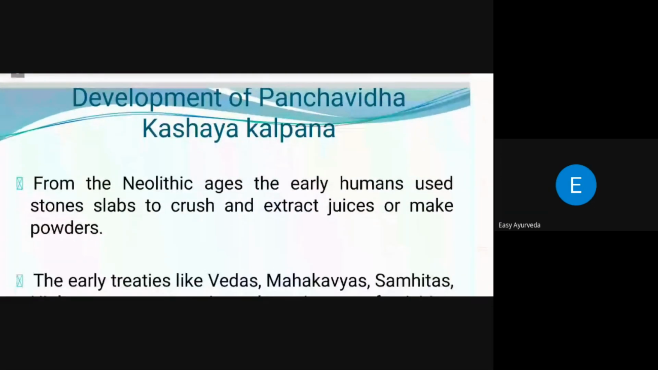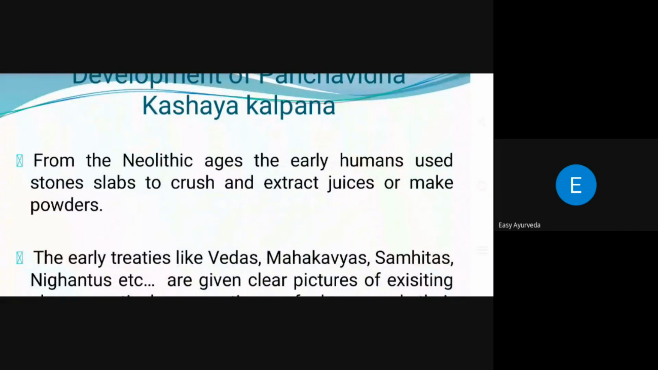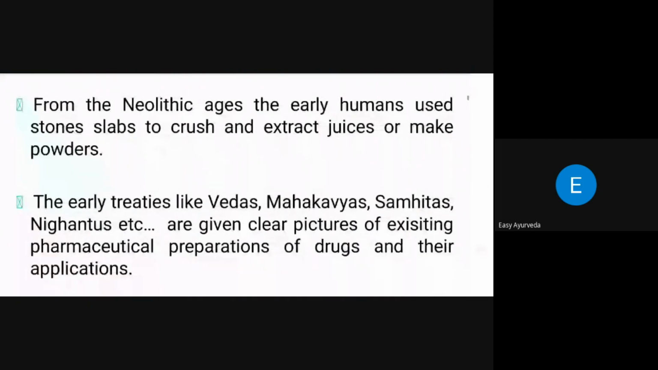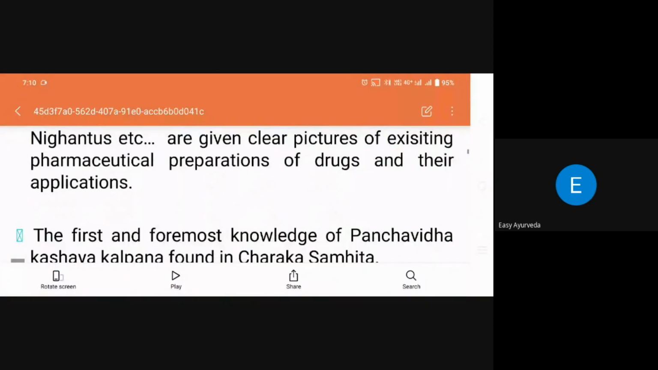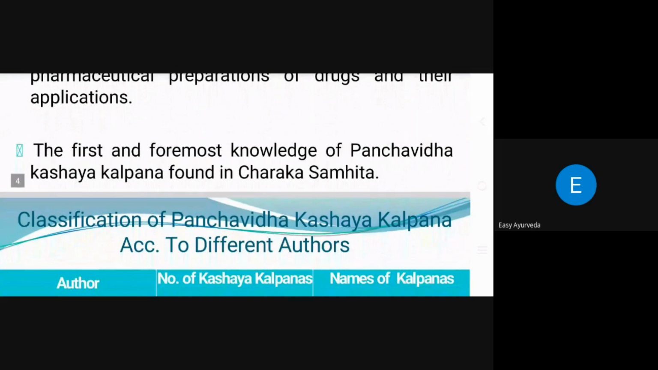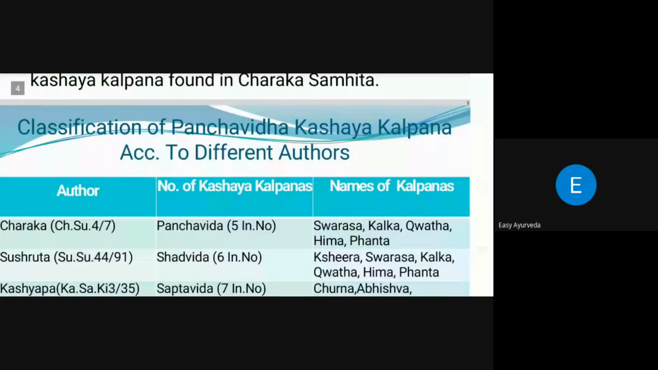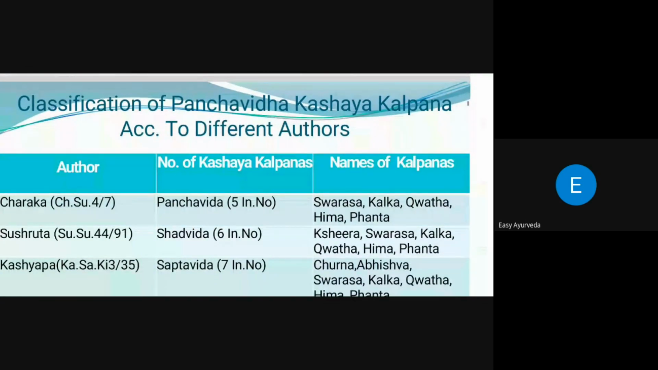Now, how the Panchavidha Kashaya Kalpanas developed, we are going to see. In Neolithic ages, early humans used stone slabs to crush and extract juices or make powders. But later, in the Vedas and Mahakavyas, meaning Ramayana, Mahabharata and so on, the Samhitas and Nighantus gave a clear picture of existing pharmaceutical preparations of drugs, and their applications were clearly mentioned. The first and foremost knowledge of Panchavidha Kashaya Kalpana was clearly stated by Acharya Charaka in Charaka Samhita, by Acharya Agnivesha.